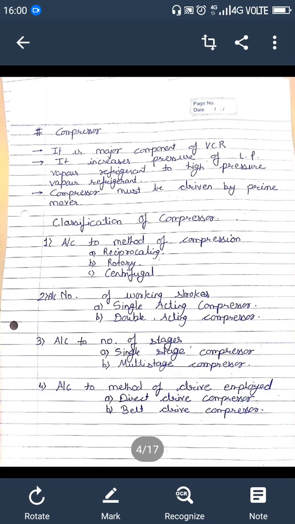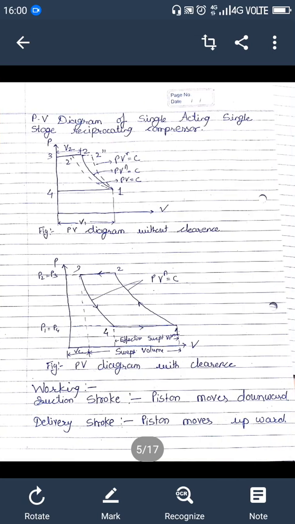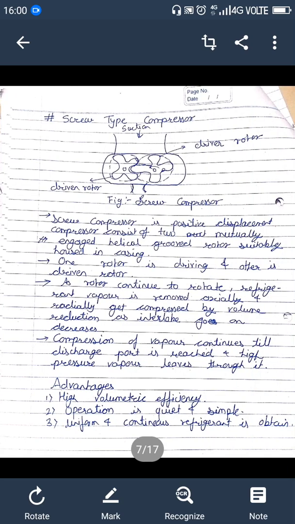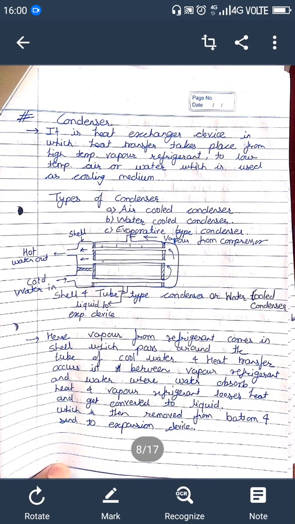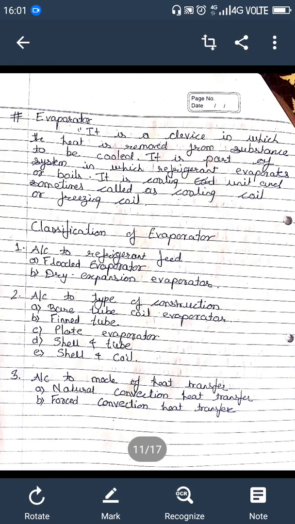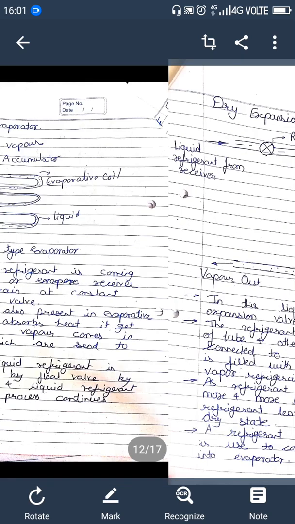Then we saw compressor, types of compressor. We saw the PV diagram of single reciprocating compressor, along with its working. Now we saw the condenser, types of condenser, working of condenser. Along with this we saw yesterday evaporator also. So evaporator, flooded type and direct expansion types.